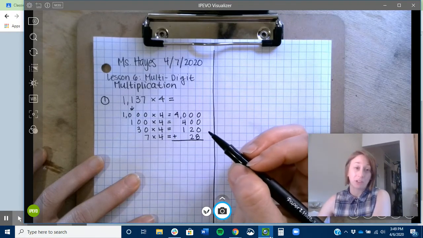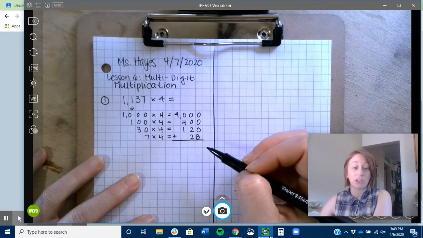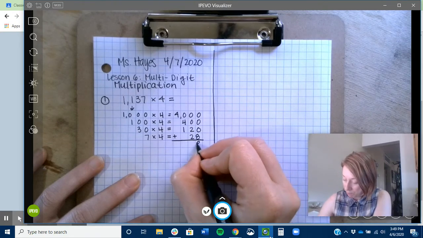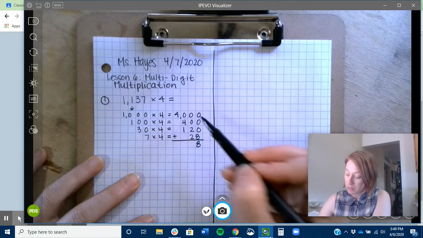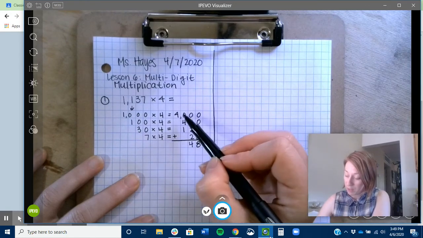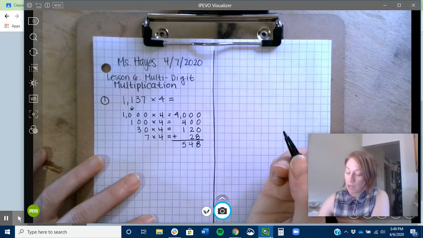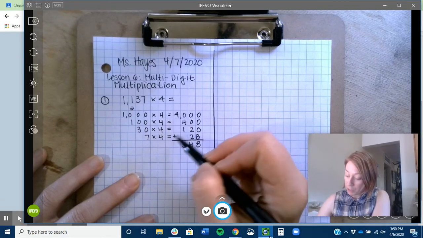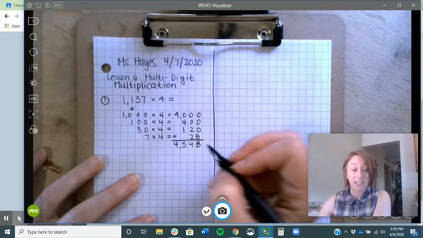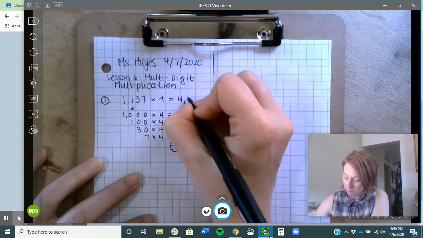Reviewing what we learned in the first week on place value and stacking up all of our numbers to add or subtract, we're going to start in the ones place. 0 ones plus 8 ones is 8 ones. 2 tens plus 2 tens is 4 tens. 0 hundreds plus 4 hundreds plus 1 hundred equals 5 hundreds. 4,000 plus no other thousand is 4,000. Our final product is 4,548.